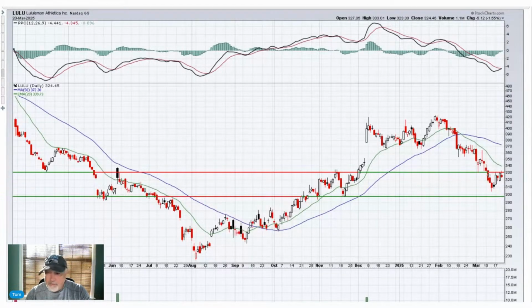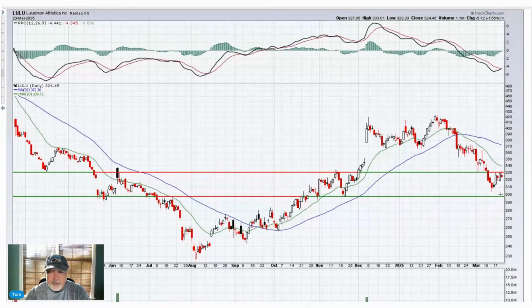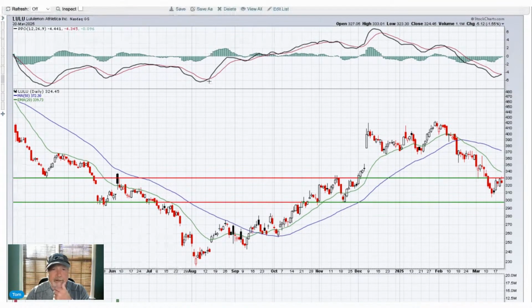And so Lulu, it marked a couple of areas of support, one around 330, the other just below 300. We got down to about 303, 304 before we reversed back up near 325, 330. So anyway, that's number one.